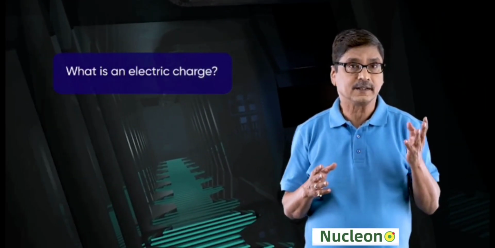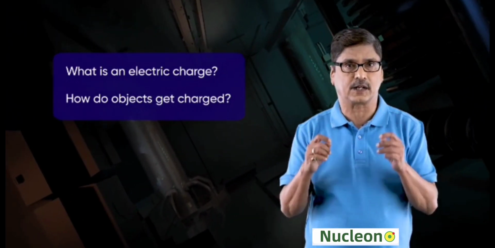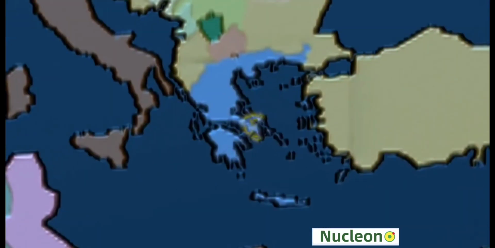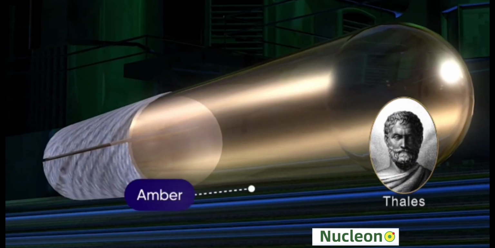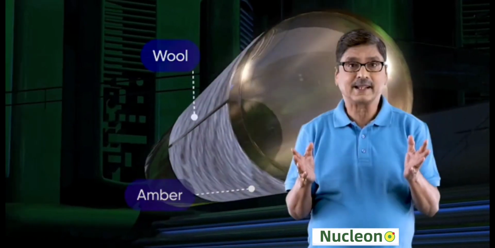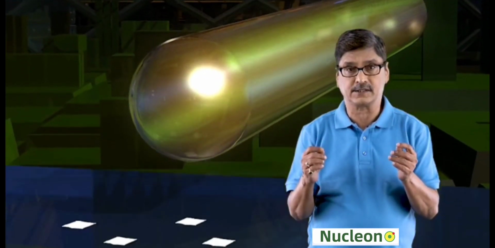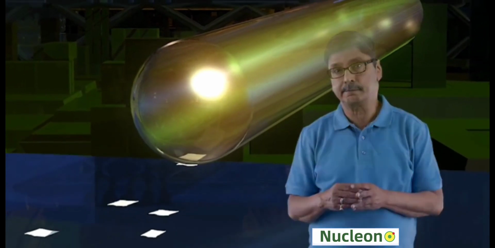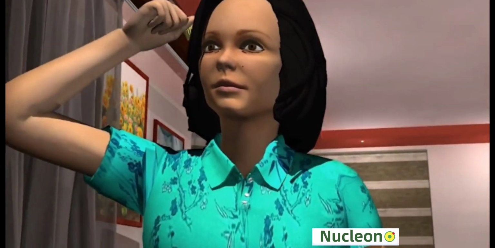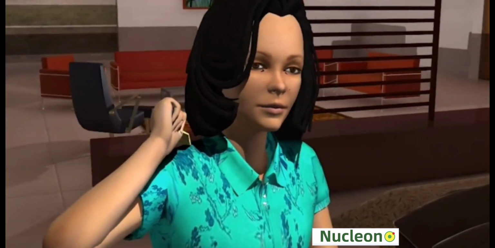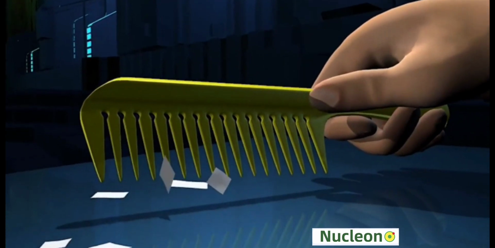To learn about the electric charge and to understand how objects get charged. In ancient Greece, around 600 BC, Thales observed that amber, when rubbed with wool, acquires the property of attracting light objects like small bits of paper. Similarly, a plastic comb, when rubbed with dry hair, can also attract such light objects.